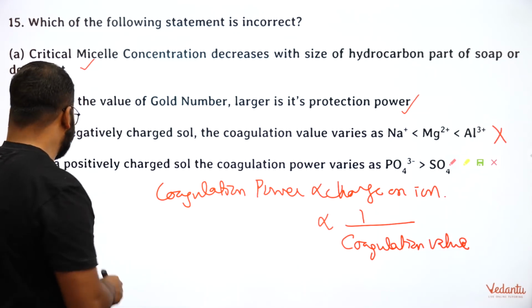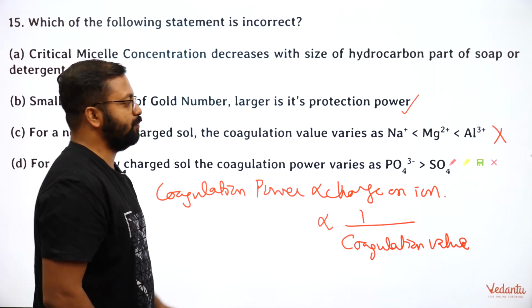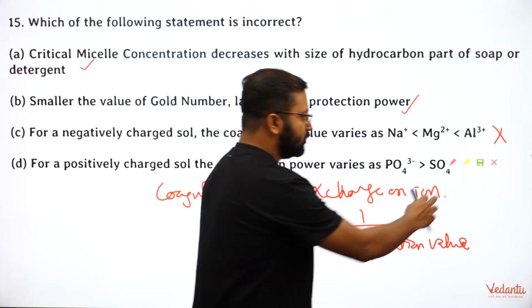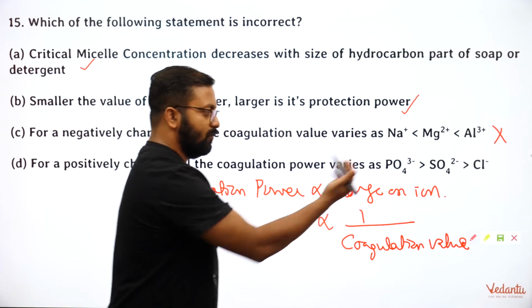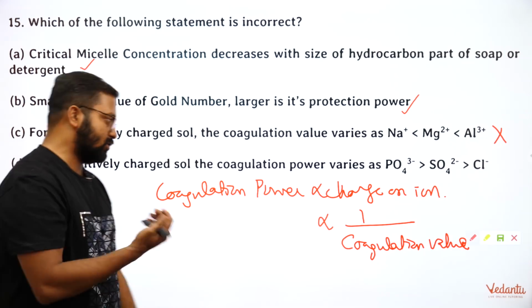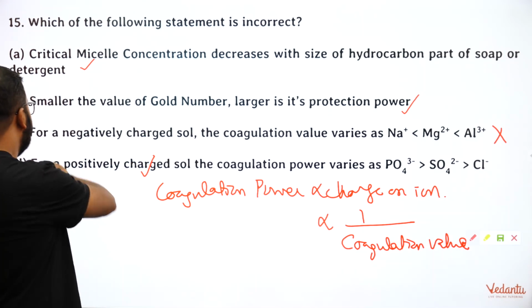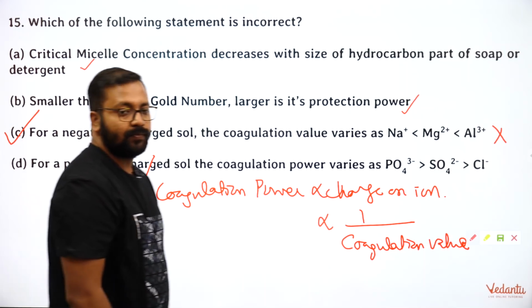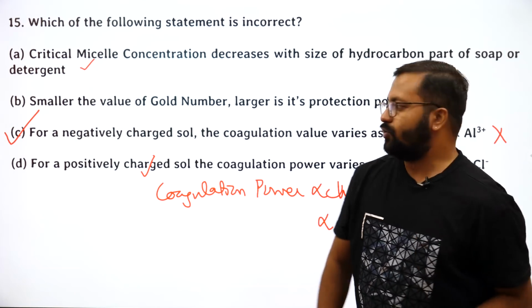Let's evaluate the last statement. For a positively charged salt, the coagulation power varies as PO4 3 minus, SO4. Obviously, charge increases, ability to coagulate also increases. So this is the right statement. The right answer to the question is C.